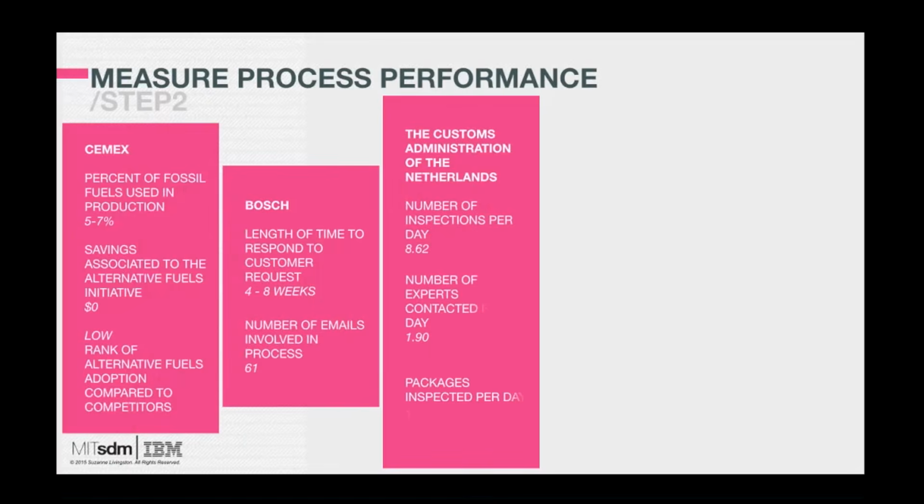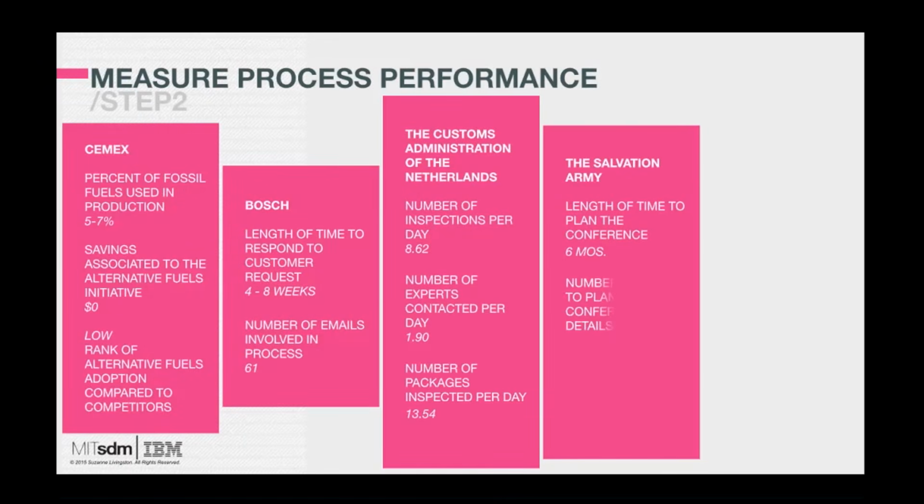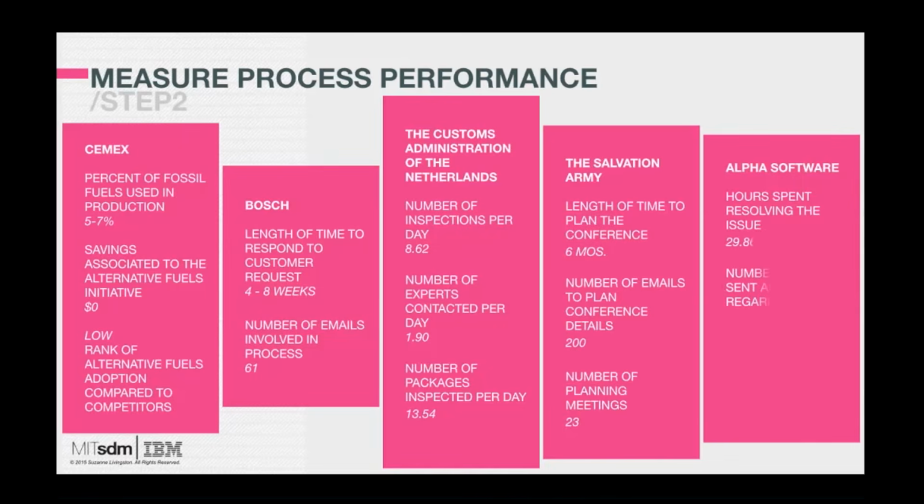So for CEMEX, they took a look at 3 things. How much fossil fuel was used in production? On average, it was 5 to 7%. They had savings associated with the alternative fuel initiative. Well, they didn't have one yet, so there was nothing at that point in time. And when it came to how they ranked compared to their competitors in their use of alternative fuels, they ranked very low. In fact, I think they were quoted to me as saying they didn't even make the list. So that was something that they wanted to change.